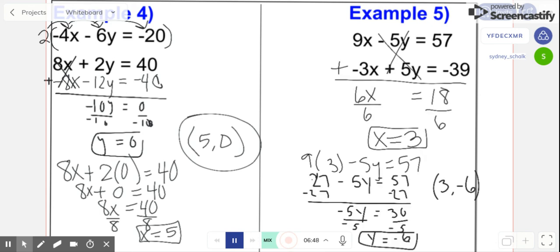All right, just go ahead and check your answer for example 5. Look over the work, make sure yours matches up, and then we'll go over it in class.